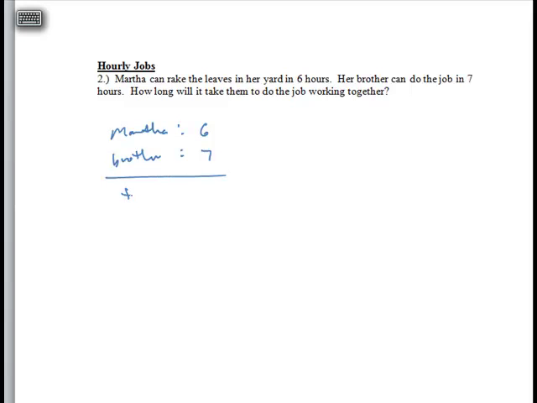But what we're asked to find then, of course, is the total amount of time, which we'll set equal to x, the unknown value. So what we're going to do in order to come up with our equation is we're going to break this down into 1 hour. What part of the job will be completed at the end of 1 hour? So if they're working together, Martha will have 1/6 of the job completed at the end of 1 hour.